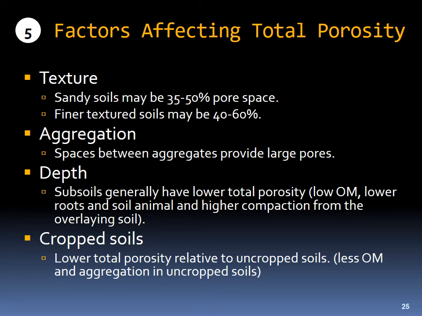So usually if you have sandy soil, you have about 35 to 50% pore spaces. Compared to finer texture, you have smaller particles and therefore more porosity, from 40 to 60%. Now, aggregation is another example, because once you have more aggregates, you know that the aggregates would have more spaces or larger spaces between them.